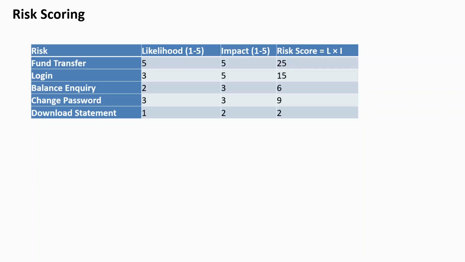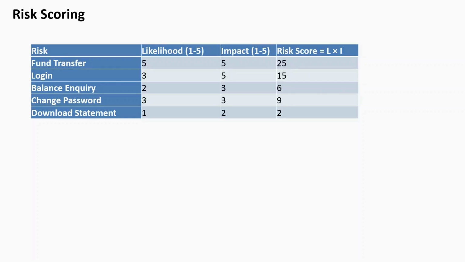Risk scoring is nothing but giving a score to your feature or functionality based on the likelihood and impact. Here each risk item represents a key functionality in an application. For example, fund transfer, login, change password, balance inquiry, etc.